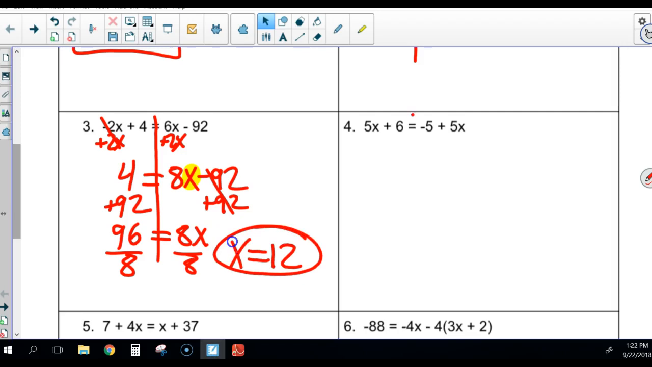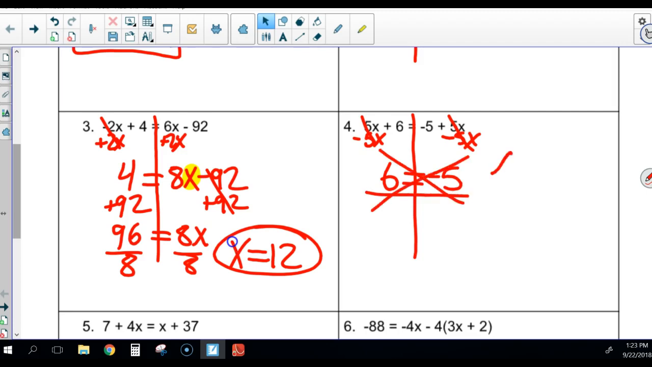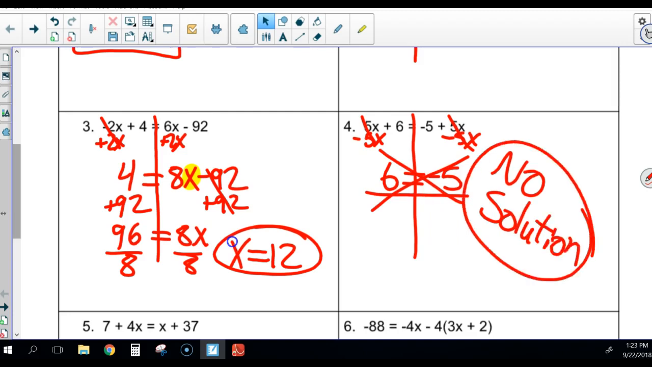Same thing on number 4. We have x's on both sides. Choose the smaller x. Uh-oh. They're both the same. They both cancel out when I cancel them out. And I end up with 6 equals -5. Well, I know that is never true. 6 cannot equal -5. So, no solution. There is no x I can plug in that makes those two sides equal.